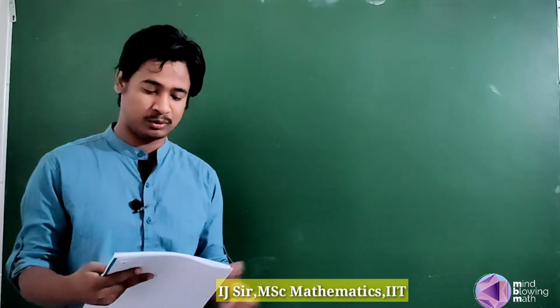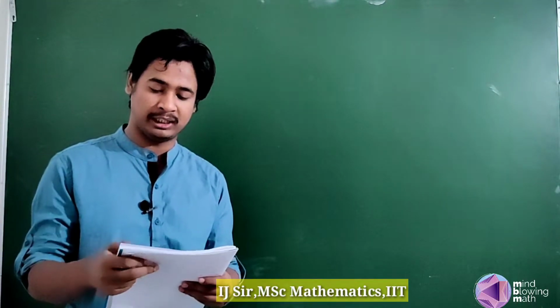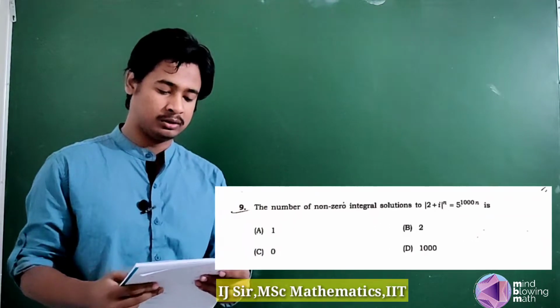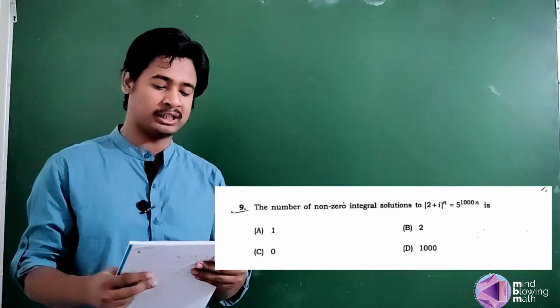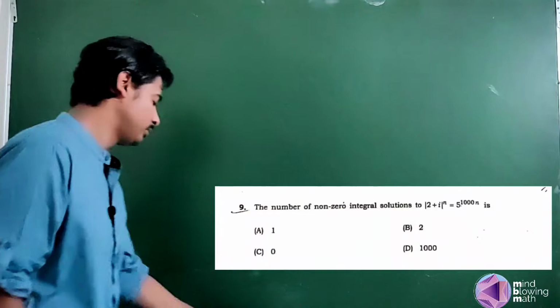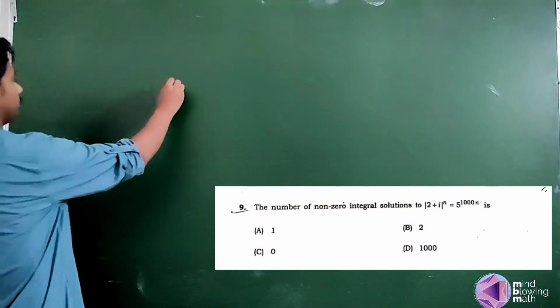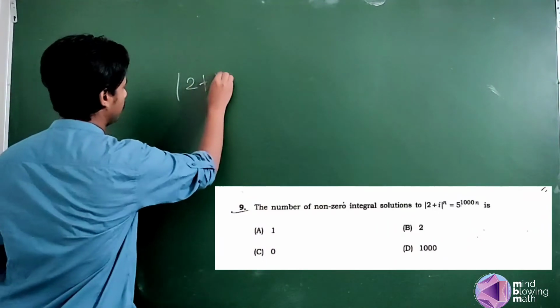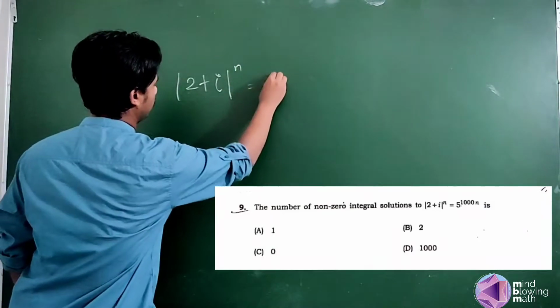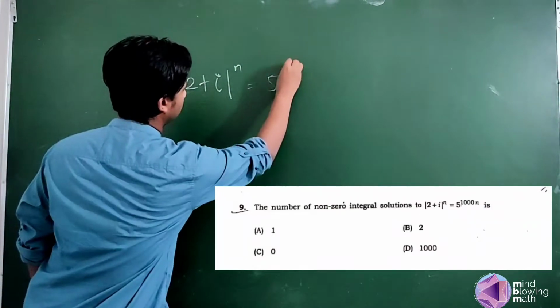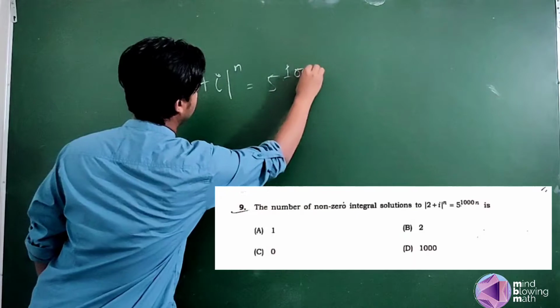Hello everyone. Question: solve the number of non-zero integral solutions of |2 + i|^n = 5^(1000n).